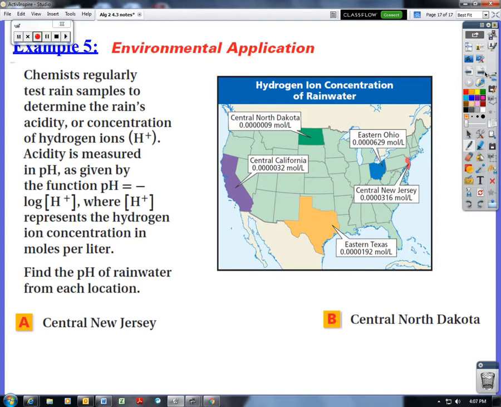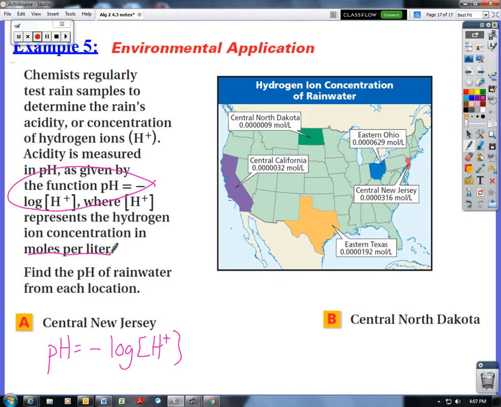And here's the formula right here. This is the important part. So I'm going to write that down. They don't give us much work room. pH is equal to negative log of the hydrogen ion concentration in moles per liter. So that's your units for your H+. Find the pH of rainwater from each location.